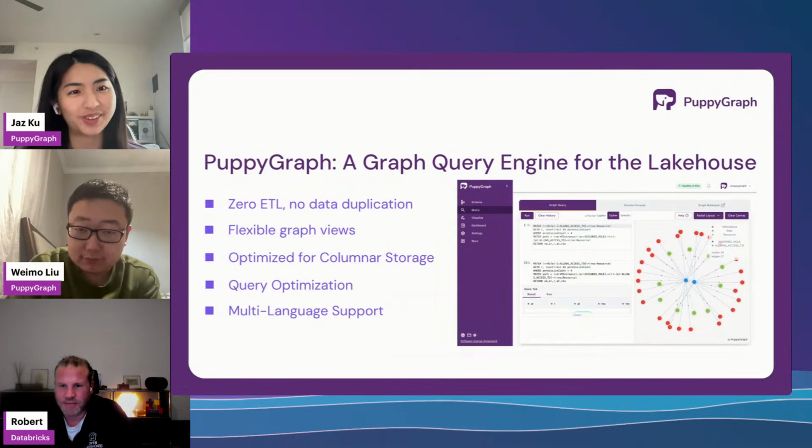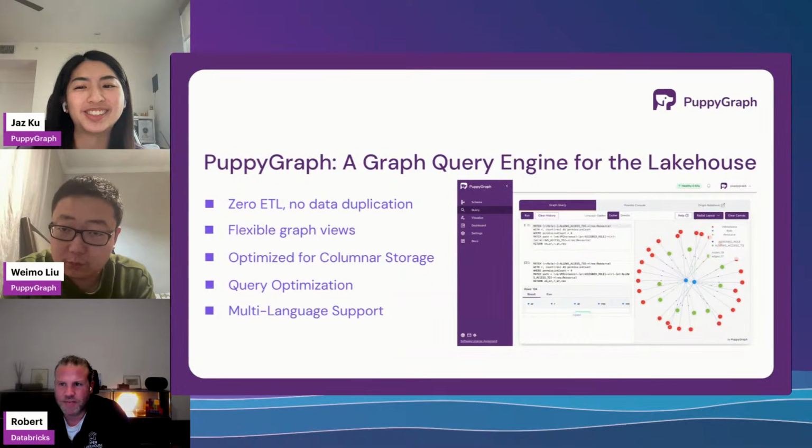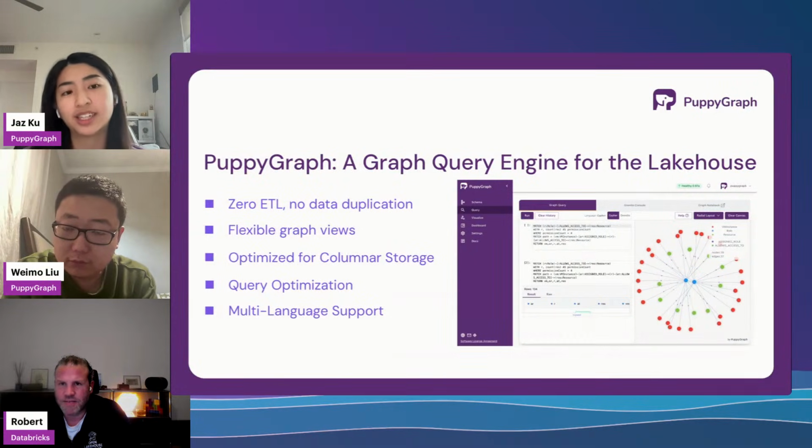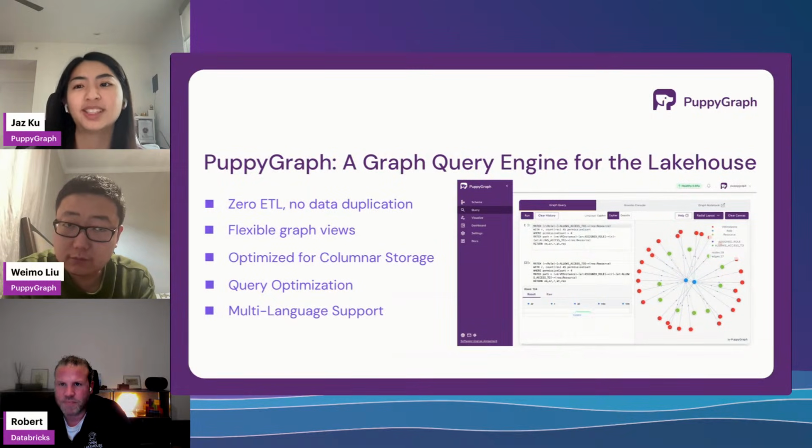And then we're also optimized for columnar storage, which is great because Delta Lake stores the data files underlying as Parquet files. So we're really able to leverage that and avoid pulling all the rows in at once.